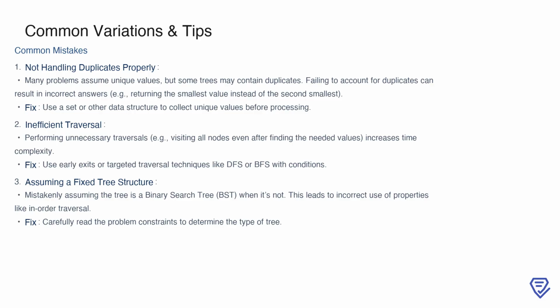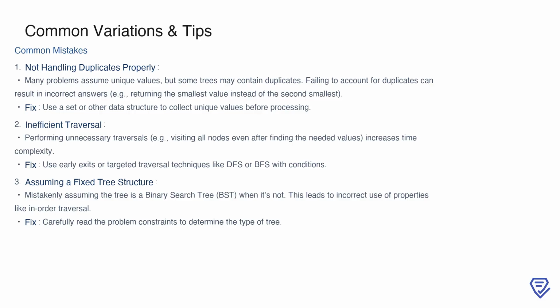Another issue is inefficient traversal. For example, visiting every node even after you've identified the necessary values can unnecessarily increase the time complexity. Instead, you should aim for early exits or targeted traversal techniques, like using depth-first or breadth-first search with specific conditions. Lastly, assuming the tree is a binary search tree can lead to incorrect logic, such as relying on in-order traversal properties. Always ensure you carefully read the problem constraints to understand the type of tree you're working with and avoid making such assumptions.